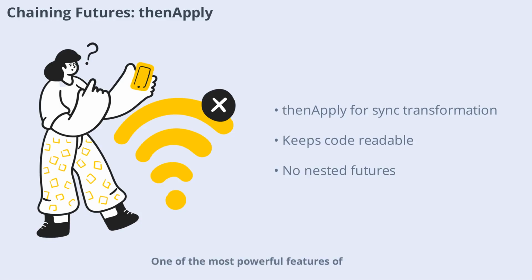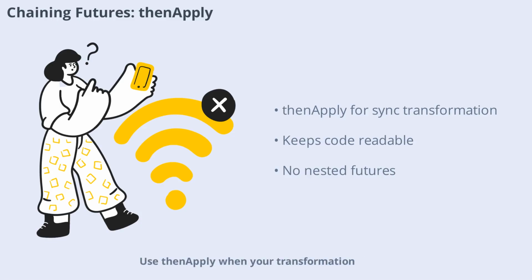One of the most powerful features of CompletableFuture is the ability to chain tasks together. The thenApply method allows you to transform the result of a completed future synchronously. For example, you might fetch order details and then extract the price. This keeps your code clean and readable, as each step in the pipeline is clearly defined.